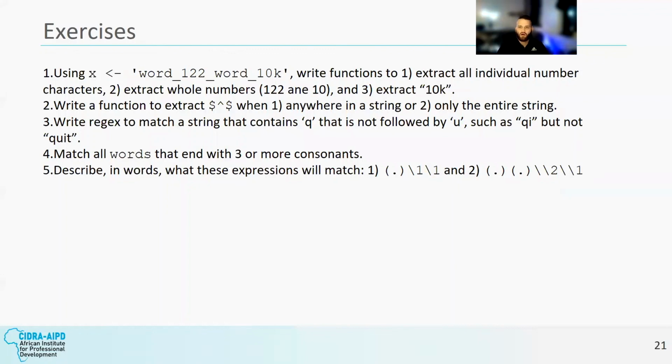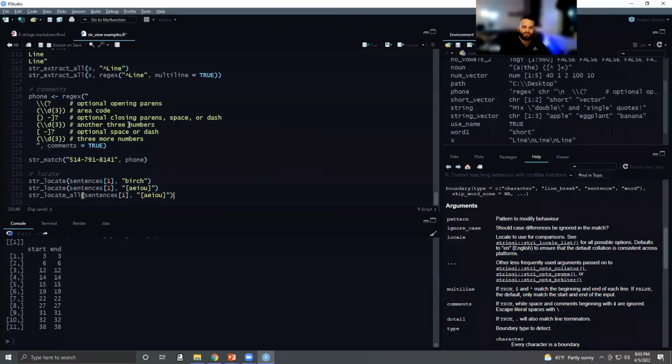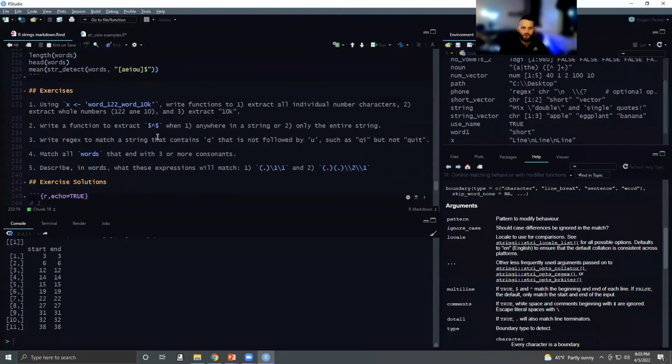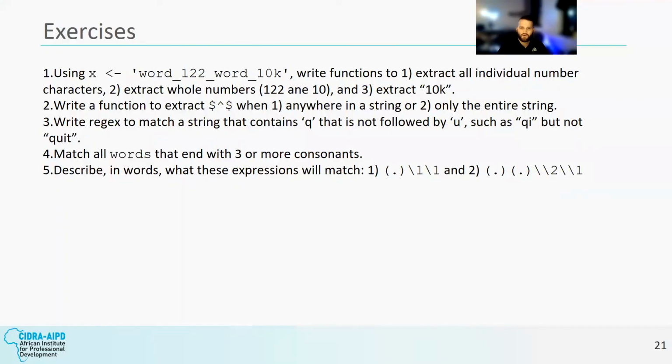Next up are the exercises. The first one is using x equals the string written there. Write functions to 1, extract all individual number characters, 2, extract whole numbers, and 3, extract 10K. Second exercise is write a function to extract the exact string written here when anywhere in a string or only the entire string.